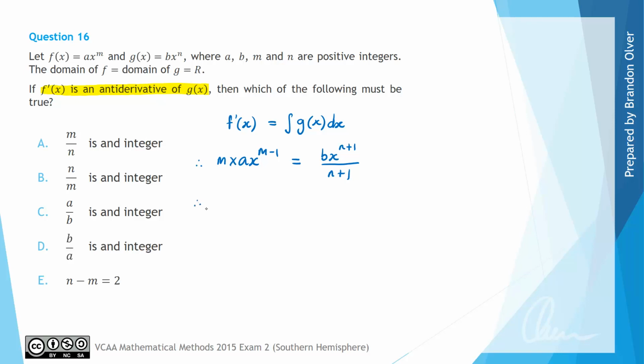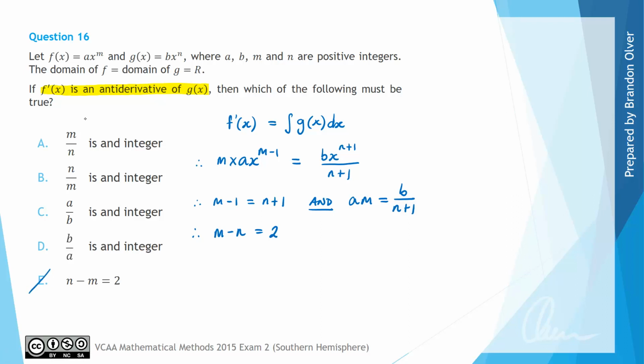So therefore we could say that m minus 1 must equal n plus 1, and we also know that a times m must equal b divided by n plus 1, so that's the coefficients being equal to each other. Now, working with the powers being equal to each other, we could write that m subtract n is equal to 2, rearranging that, which looks very similar to E, but it's not quite correct, so we can cross that out.